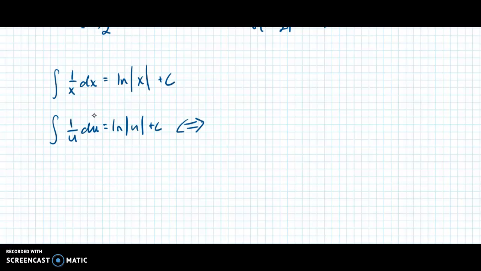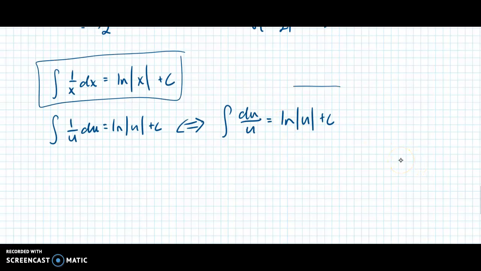And that is just to take this du right here and move it to the top of the fraction. So what does that look like? It looks like the integral of du over u is equal to ln absolute value of u plus a constant. Now, this is easier to see when we are doing our u sub integration problems. So I'm going to box that one because it's the base one. I'm going to box this one because it's better than the other one.